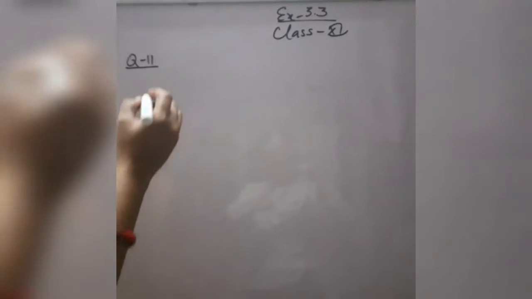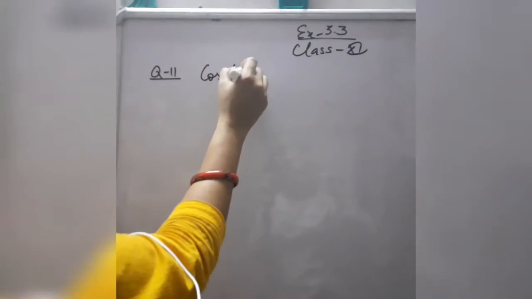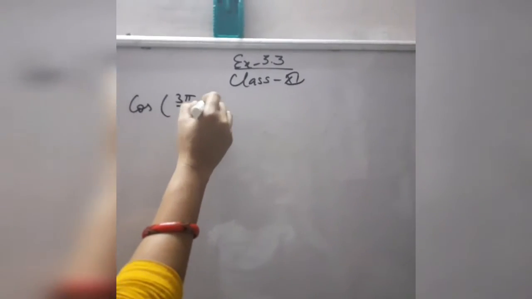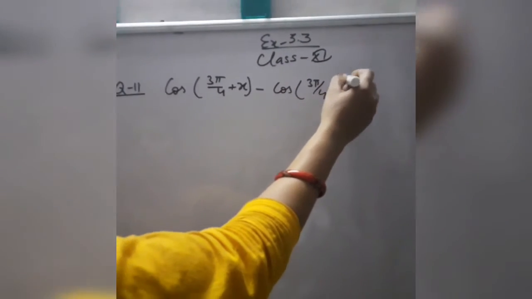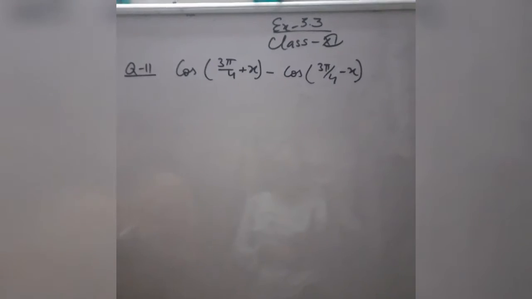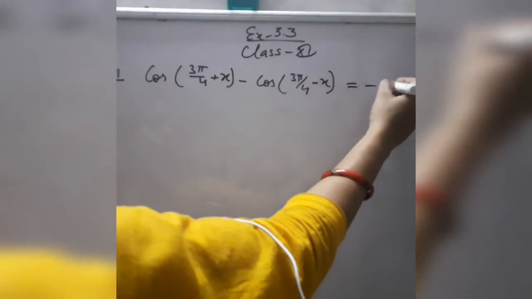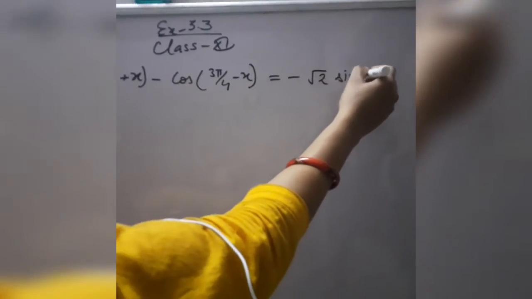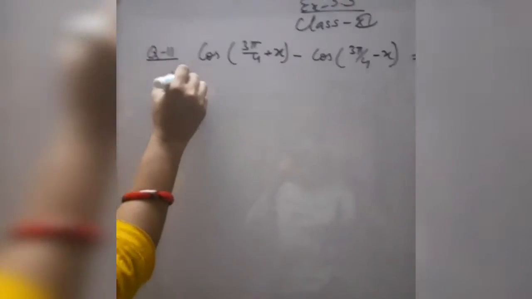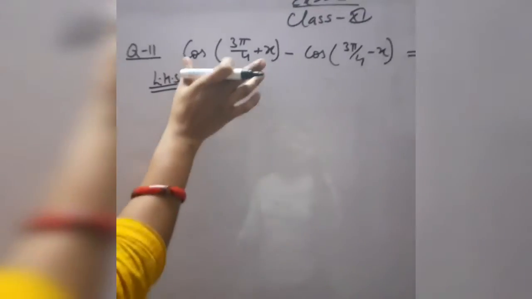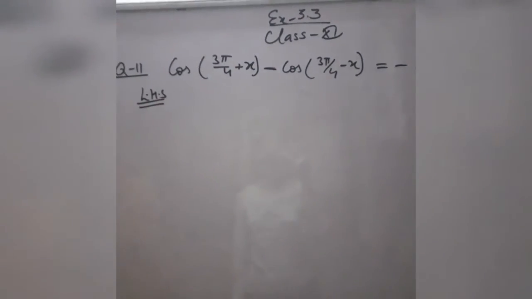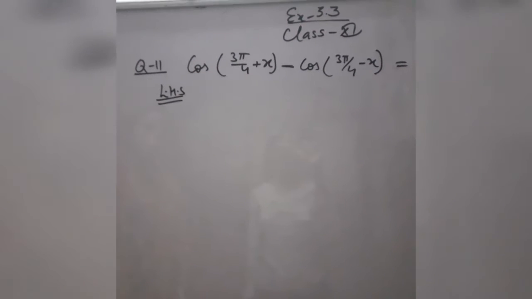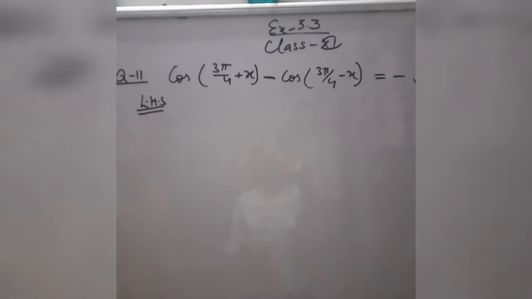Question number 11 statement is cos(3π/4 + x) minus cos(3π/4 − x), and prove that this result equals minus root 2 sin x. In this sum we will first take the left hand side. Two cos terms are given with a minus sign between them, so very easily you can identify which formula to use.